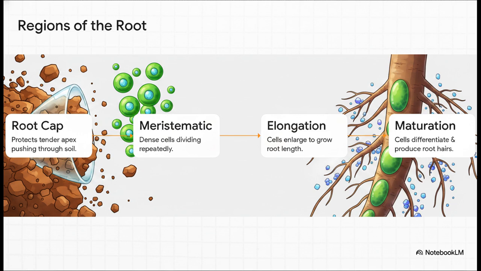Next up is the region of elongation, where those cells rapidly stretch out to push the root deeper. And finally, we hit the region of maturation, where the outer cells differentiate and grow these super delicate, thread-like root hairs. Those are the plant's primary tools for actually pulling water and minerals out of the soil.